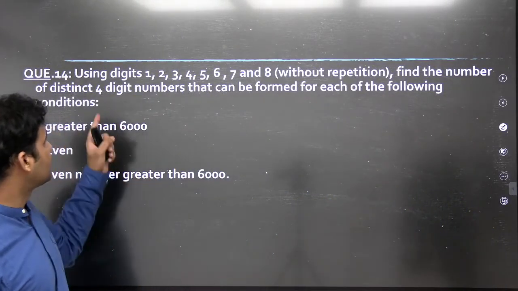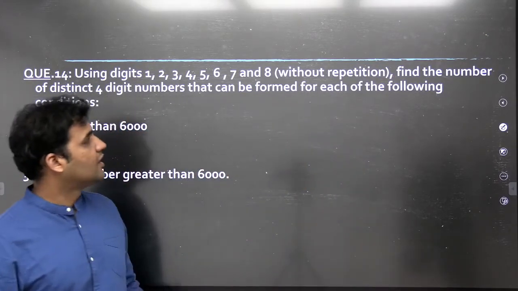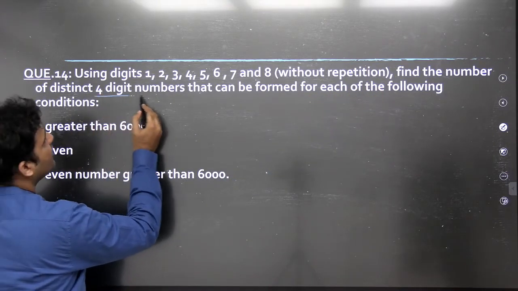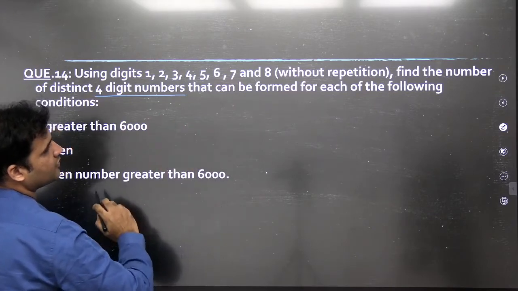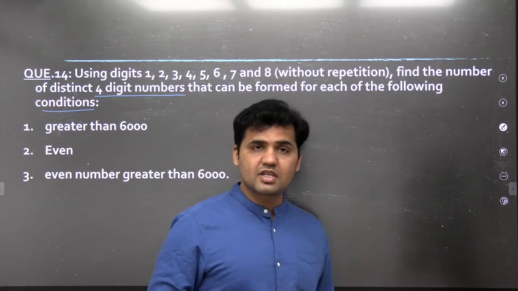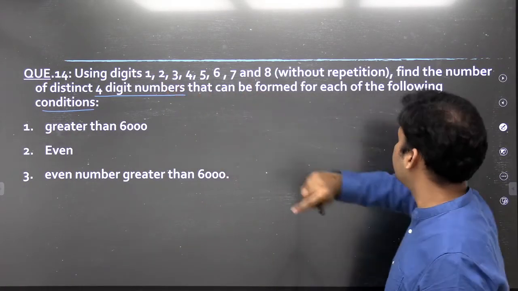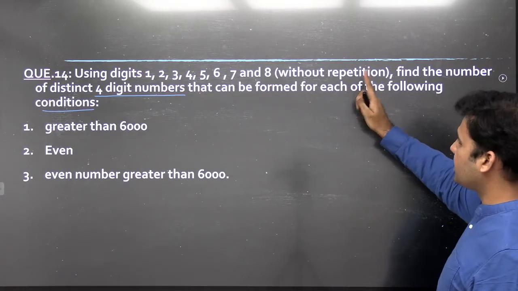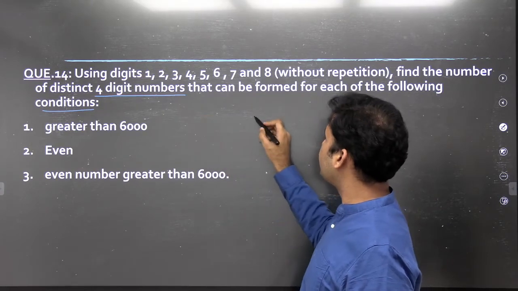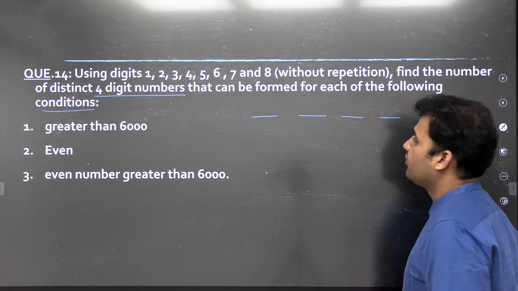Question number 14 says, using the digits 1, 2, 3, 4, 5, 6, 7, 8 without repetition, find the number of distinct 4-digit numbers that can be formed for each of the following conditions. So basically this has three parts. We are supposed to use the digits from 1 to 8 without repetition. Find the number of distinct 4-digit numbers. The number that you are supposed to make should be of 4 digits with the following conditions.